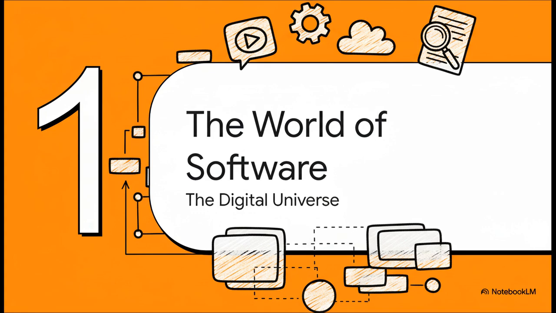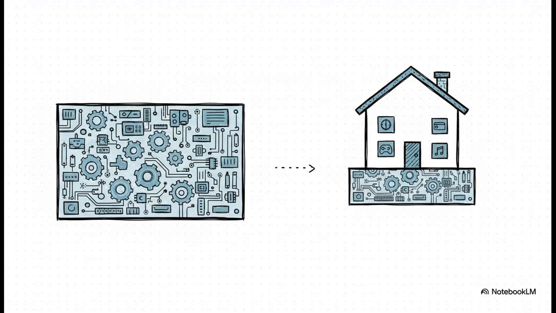Okay, so our journey starts in the most familiar place, the world of software. This is the universe of apps and programs we all use every single day. But here's the thing. It's not just one big mess of programs. It's actually built in very distinct and very crucial layers. Basically, you can split all software into two main camps.